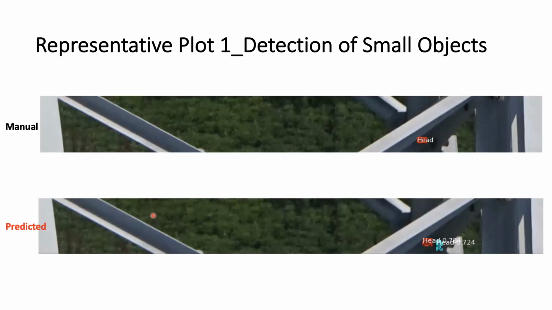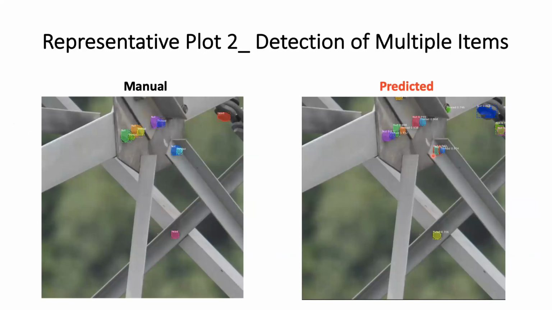And I will finish up by showing you some representative plots. In the first set, on top is the human annotation, and on the bottom is the predicted plot. You can see that some of the small objects can be detected by our model. And if we move to a more complex plot where there are a lot of objects, you can see that our model can also detect some of the objects. And for the partial items, our model can also detect them pretty well.